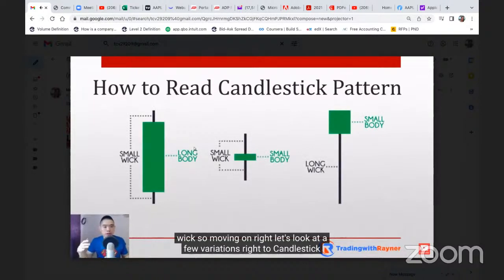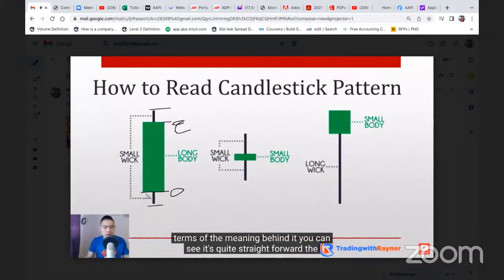So moving on, let's look at a few variations to candlestick patterns. So the first one, I think, is something that you are probably familiar with. The price actually opened here, open, then it closed. This is the highs. This is the lows of the session. This is a close, if I call it C.